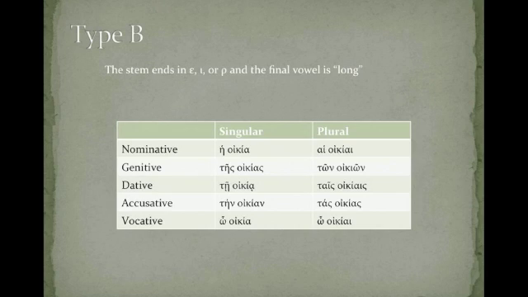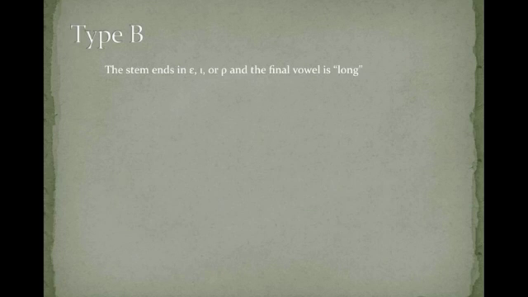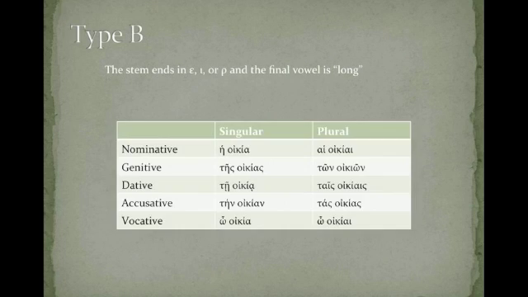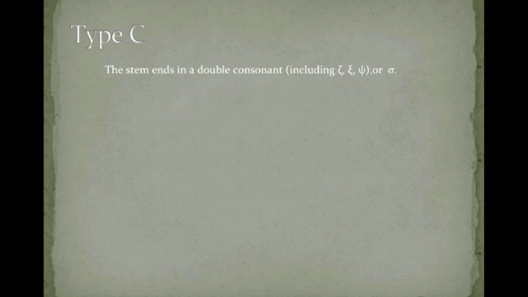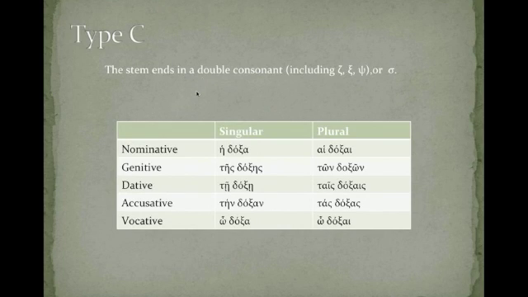So types A and B are really marked by having a long final syllable, whether an eta, type A, or a long alpha, type B, and it's alpha because of that iota or epsilon or rho. Types C and D are marked because they have a short final syllable. So our first example are those whose stem ends in a double consonant or zeta, xi, psi, or sigma. So, doxa, there's our xi, and this is a short alpha. He doxa, tes doxes, te doxe, ten doxan.